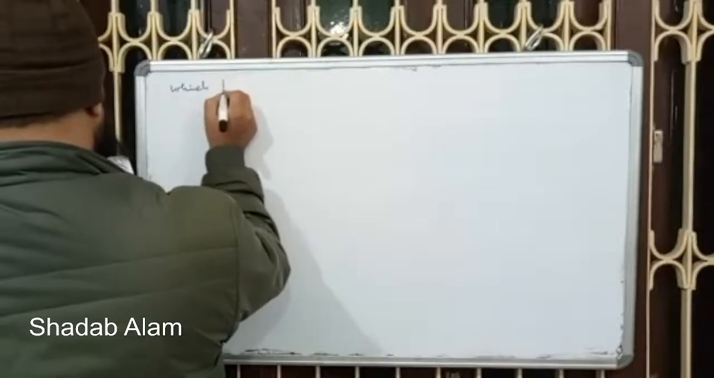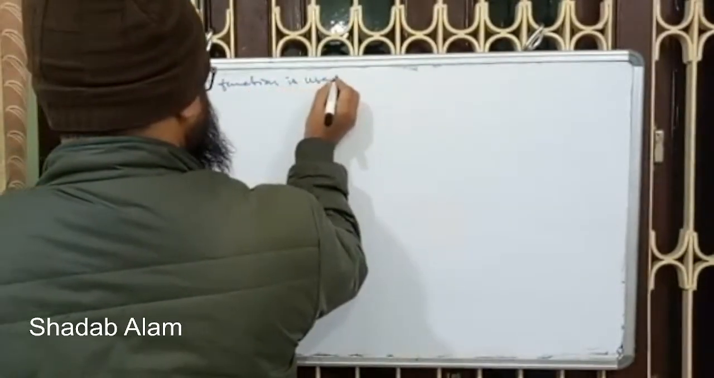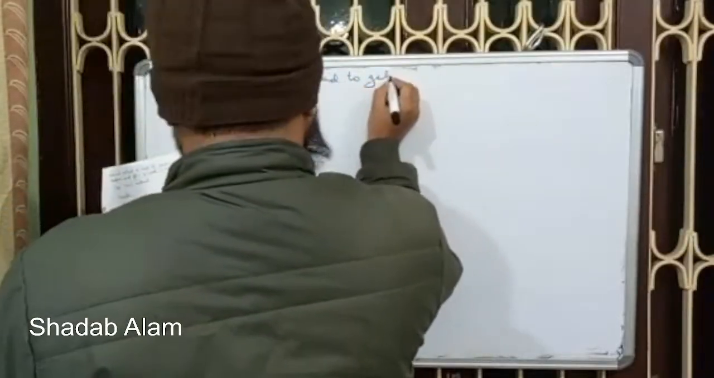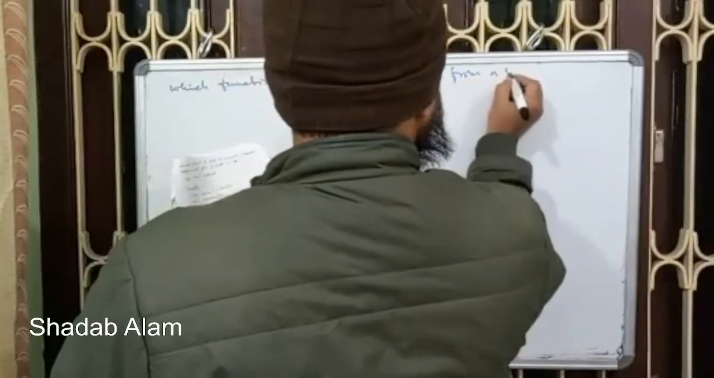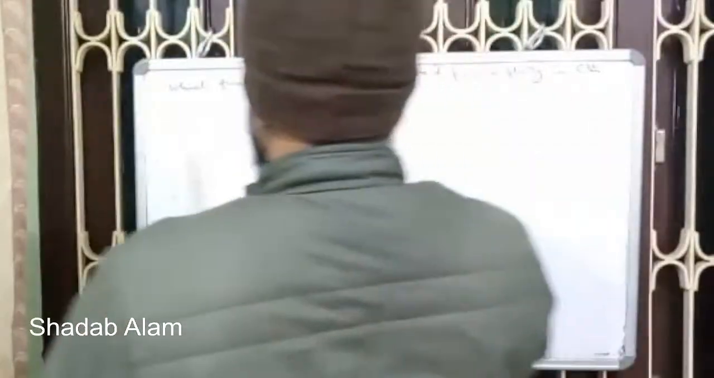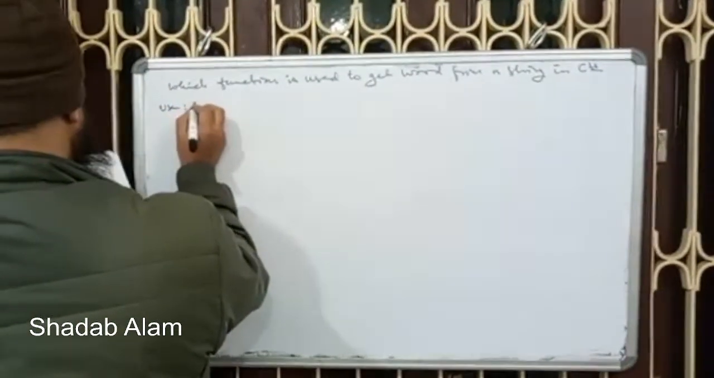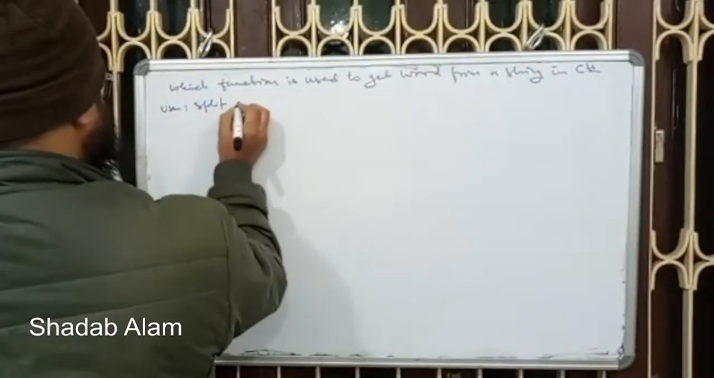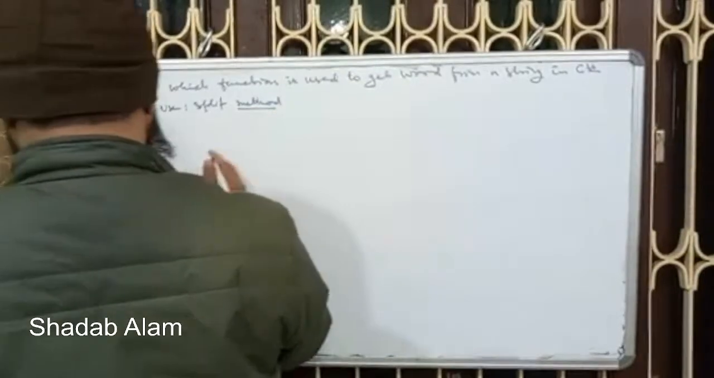Which function is used to get a word from a string in C#? Okay, use the split method. Yeah, use the split method.